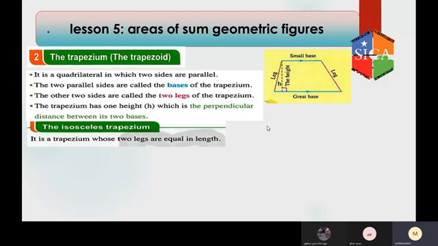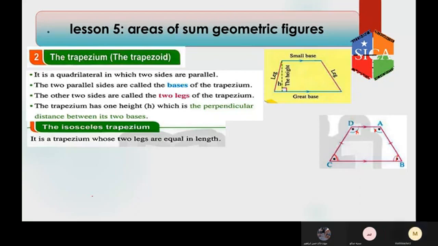The isosceles trapezium. When we say the trapezium is isosceles, the 2 legs are equal in length, like this. The 2 legs here, AB equals DC. The trapezium here is called an isosceles trapezium. In the isosceles trapezium, the measure of angle B equals the measure of angle C, which are the base angles, and the measure of angle A equals the measure of angle D. This angle equals the measure of this angle.